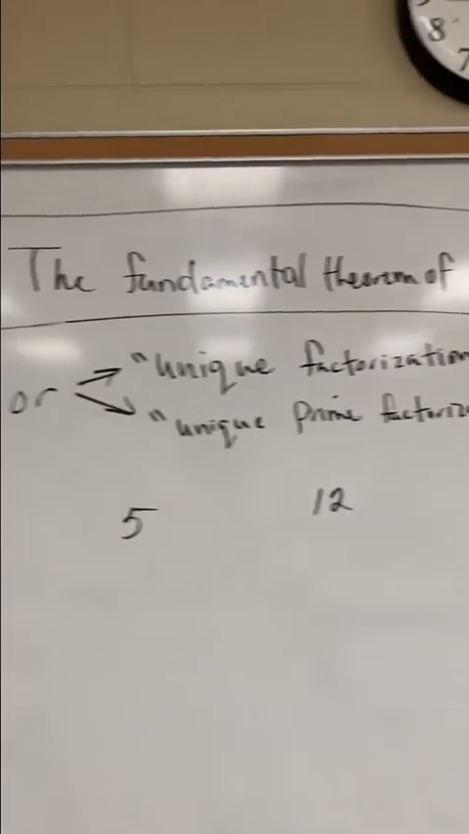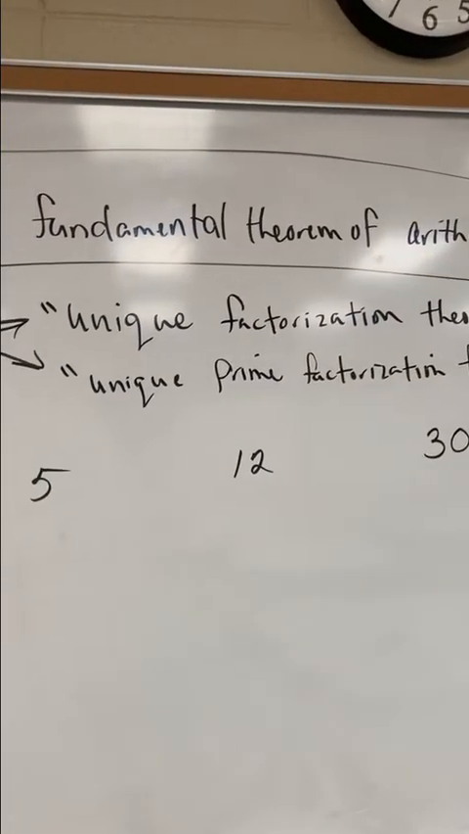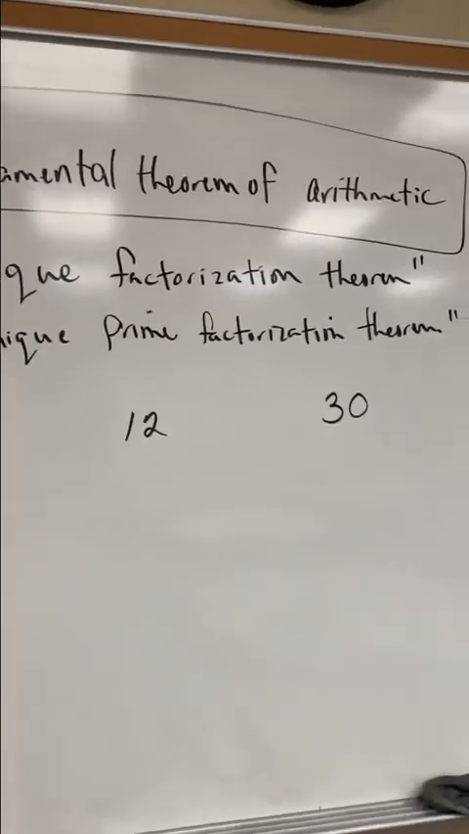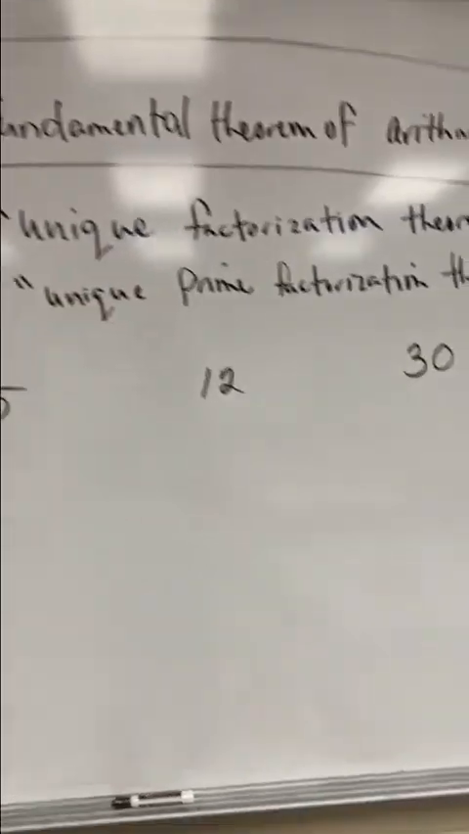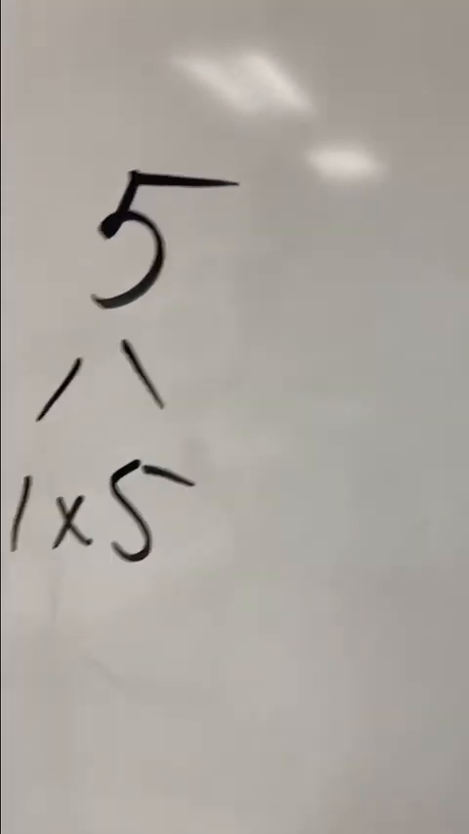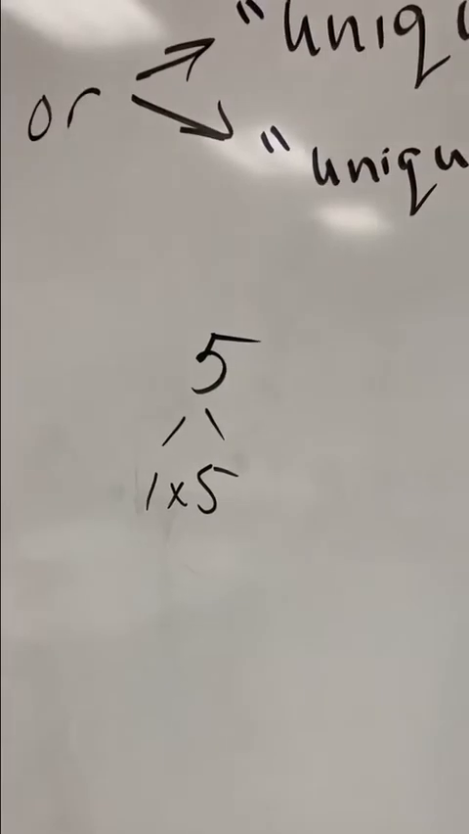So the Fundamental Theorem of Arithmetic, it's also called the Unique Factorization Theorem, Unique Prime Factorization Theorem. So let's go back and look at this one more time. I have 1 times 5. That's pretty much all I can do. I can do nothing else.